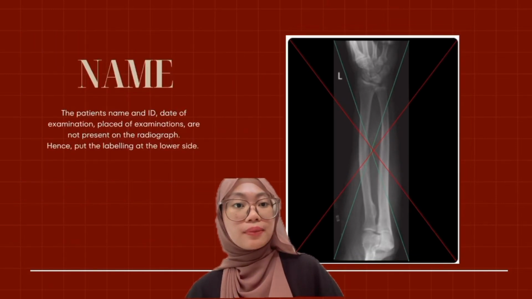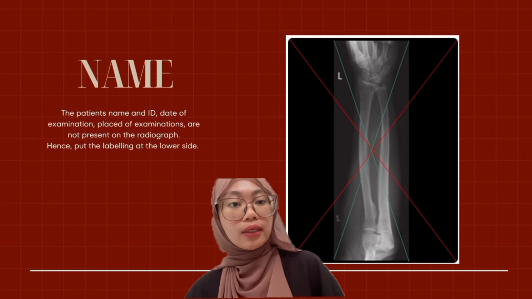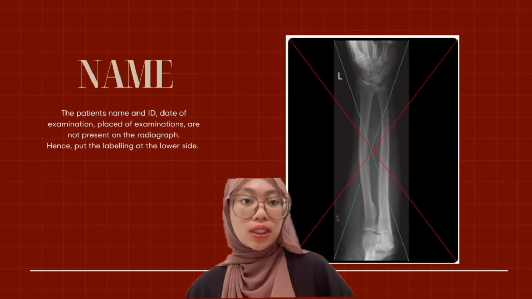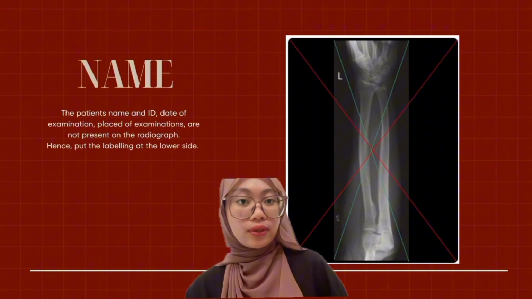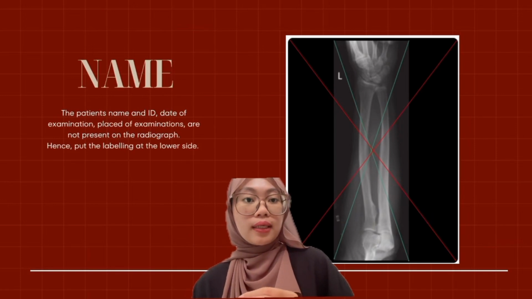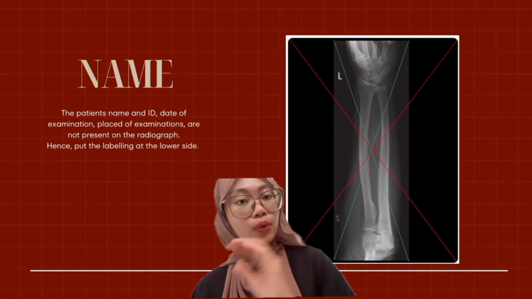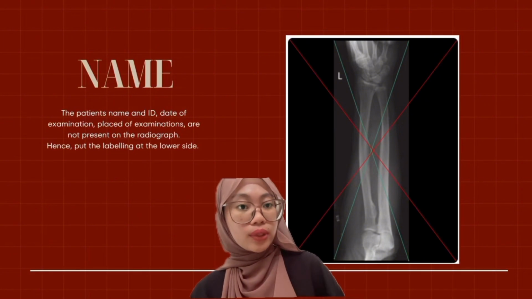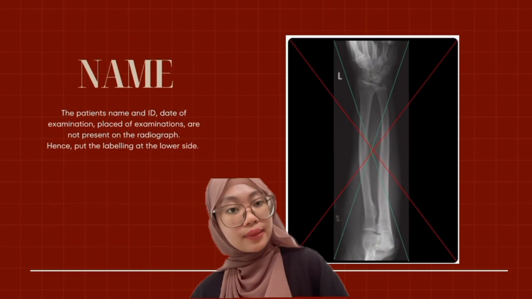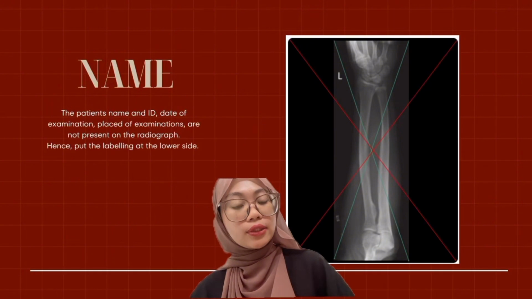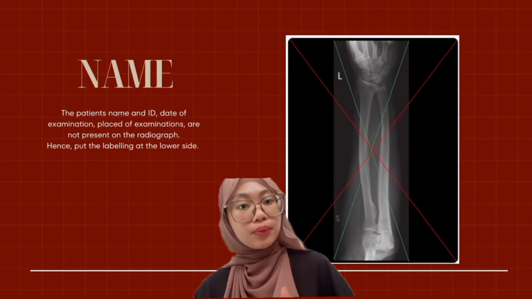Lastly is the name. There is no patient information labeling, such as the patient's name, ID, date of examination, and place of examination. All the important information is not present on the radiograph. Hence, the radiograph should have labeling that is not superimposed with the regions of interest at the lower side of the cassette. So to conclude, I think the image is accepted because there is no major or severe error while producing this image.